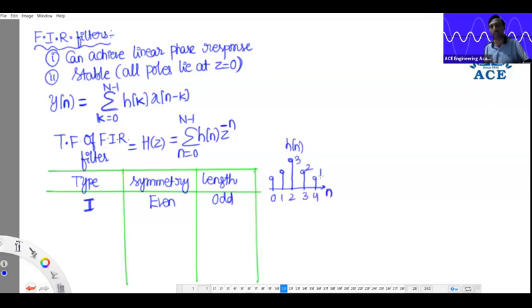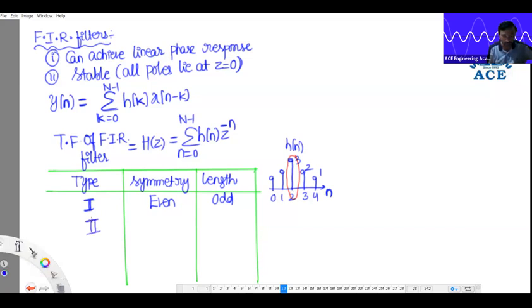Is it looking like an even symmetrical signal or an odd symmetrical signal? See the graph and tell me. It is 100% even with respect to which sample? N equals 2. How many samples are there? 5 samples are there. Even symmetry with odd length is taken as type 1 system.